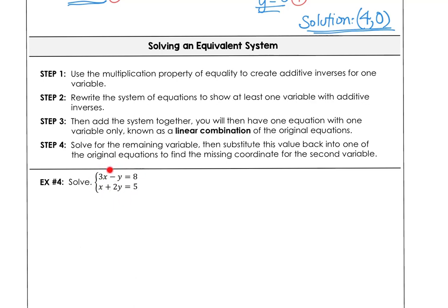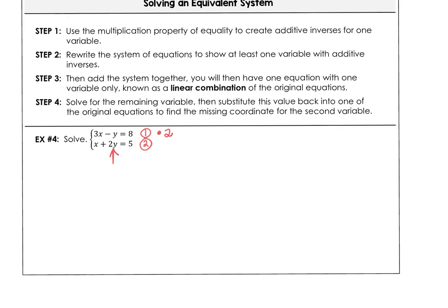I see that I have a plus and a minus on the y variable. So let's again label our equations. This is equation 1 and this is equation 2. So let's take the idea that if I multiply equation 1 times 2, we could make additive inverses on the y variables. So let's give that a try.